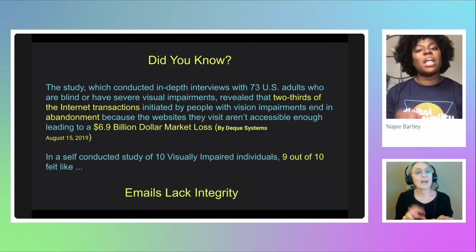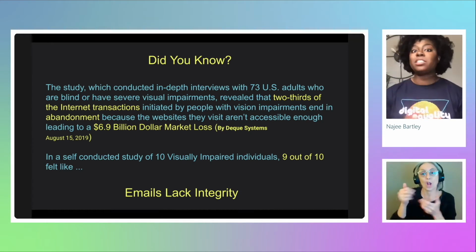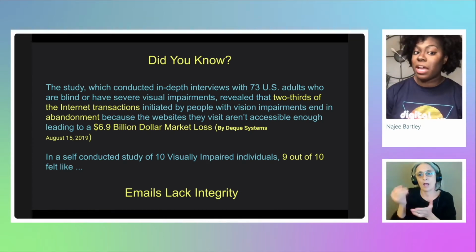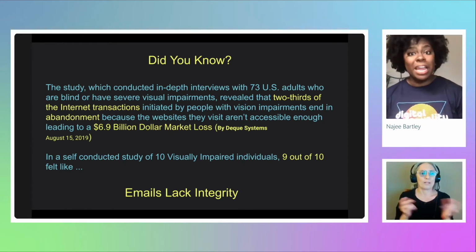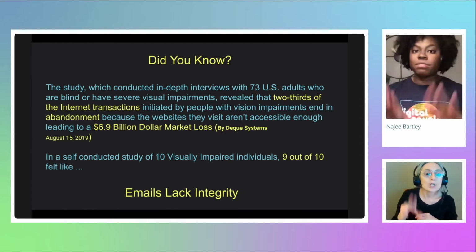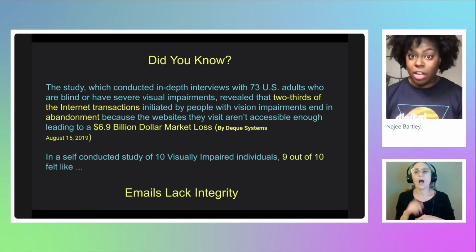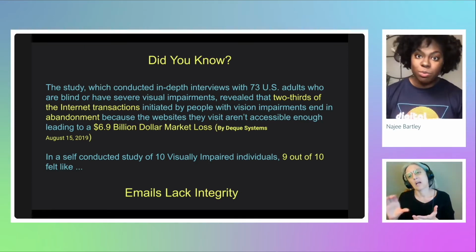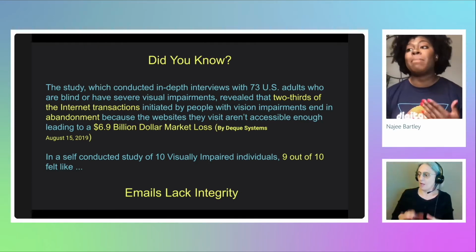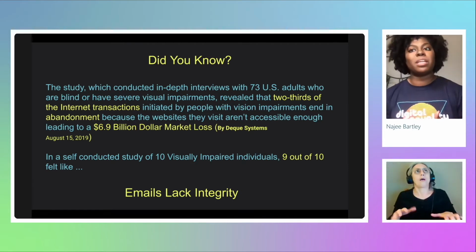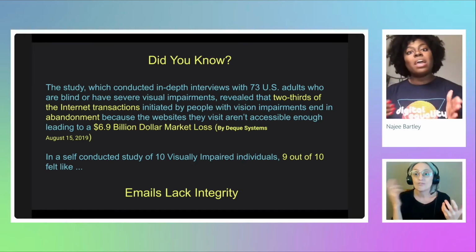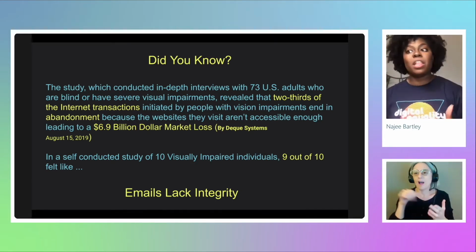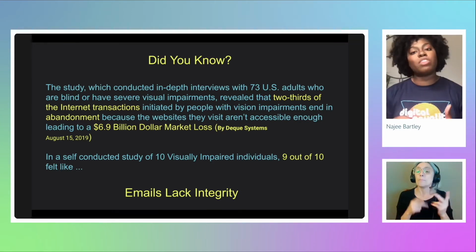$6.9 billion market loss. And that's from our own people at DQ Systems. Now, I'm sure you guys have tons of money and you don't need $6.9 billion, but I would be shell-shocked if I lost $6.9 million because my website and my emails are not accessible enough, and people cannot continue their full transactional path when they're trying to purchase something.